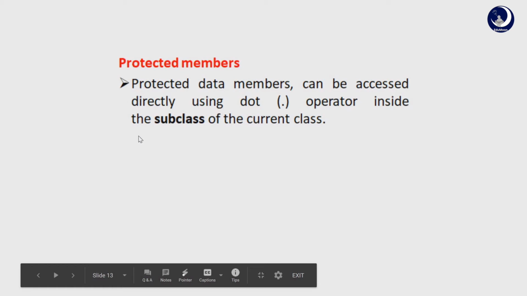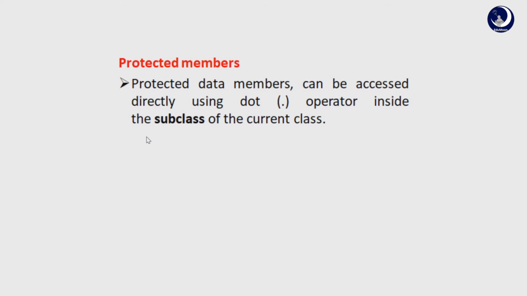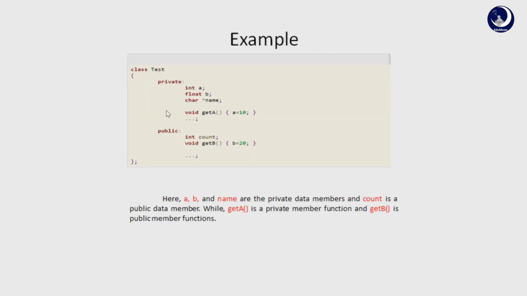Protected members. The protected data members can be accessed directly using the dot operator inside the subclass of the current class. So using the protected members, you can access a superclass. That is, when the concept of inheritance comes, you'll have a parent class and a child class. The parent class is also called the superclass sometimes. So using the object of the child class, you can access the members of the parent class or superclass. So this is the example.